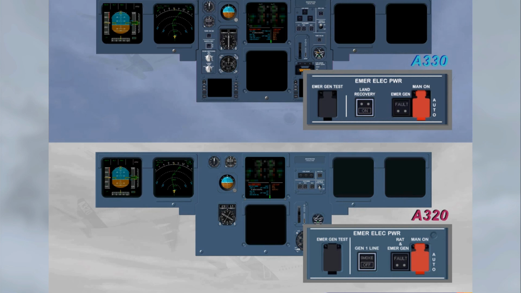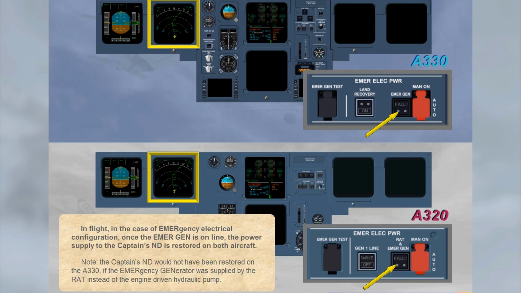In flight, in the case of emergency electrical configuration, once the Emer Gen is online, the power supply to the captain's ND is restored on both aircraft. Note, the captain's ND would not have been restored on the A330 if the emergency generator was supplied by the RAT instead of the engine-driven hydraulic pump.